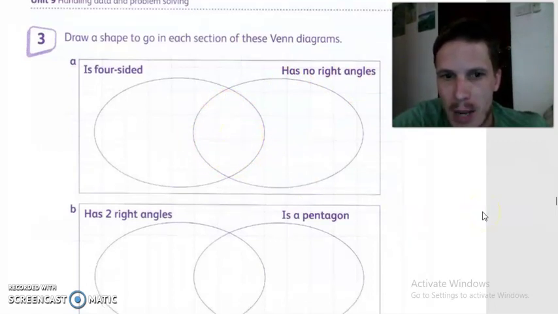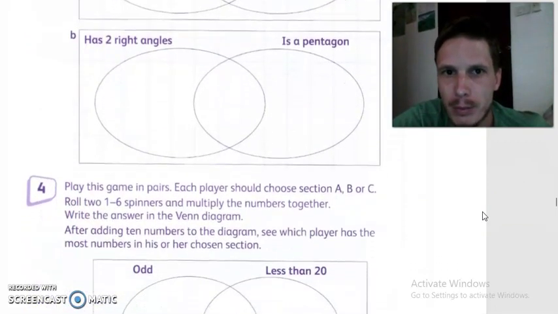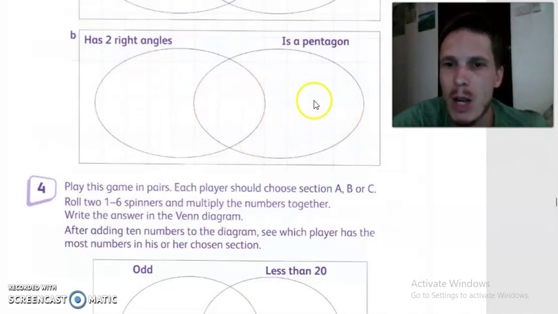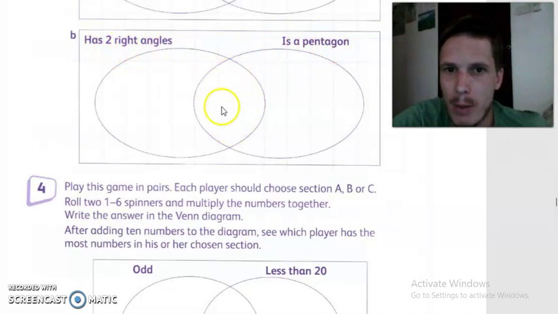For B, you need to do the same thing again. A shape that has two right angles. Here, a shape with two right angles. A shape that is a pentagon here. That is a pentagon. So look in your learner's book if you can't remember what a pentagon is, okay? And then in the middle here you need to draw a shape which has both two right angles and is also a pentagon. So that shape will go in the middle here. So you should end up with three shapes drawn in here, and the one in the middle should be with two right angles and a pentagon here, and a shape with two right angles on this side.